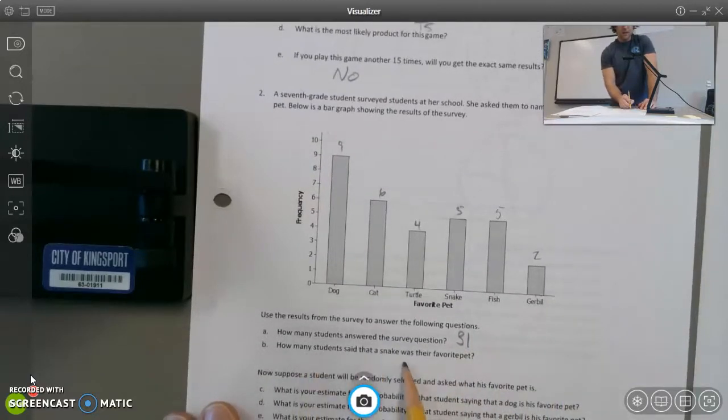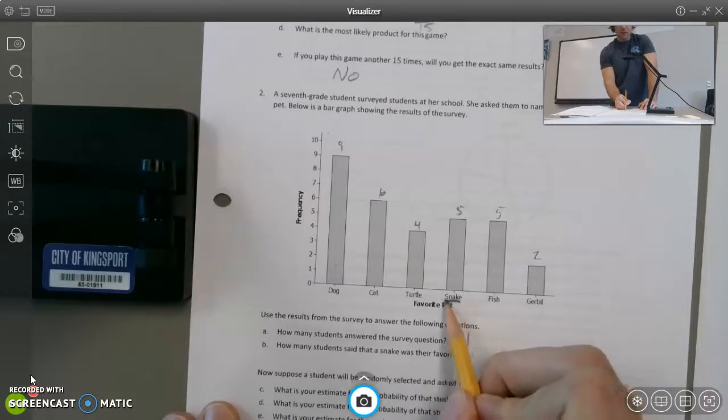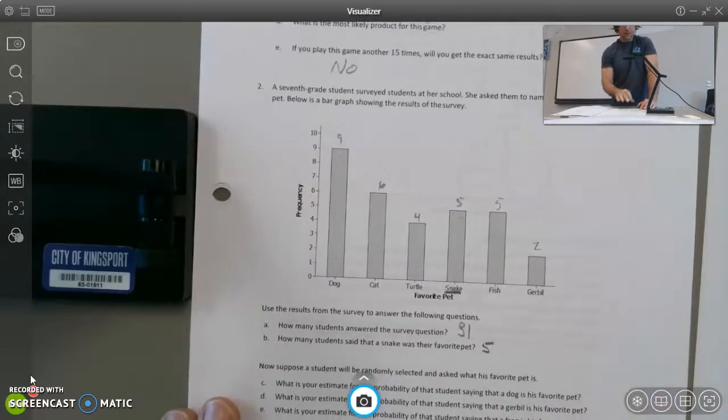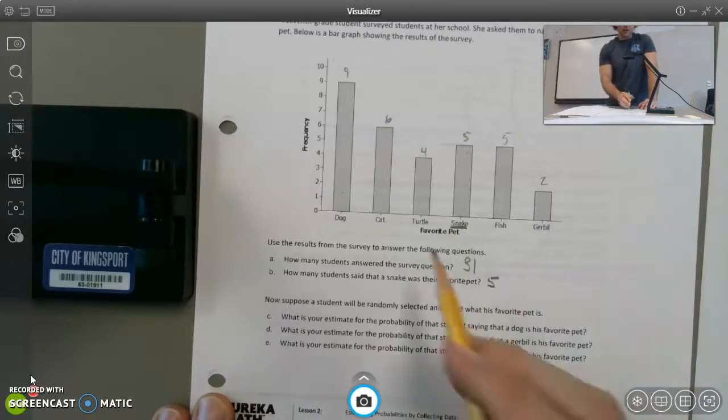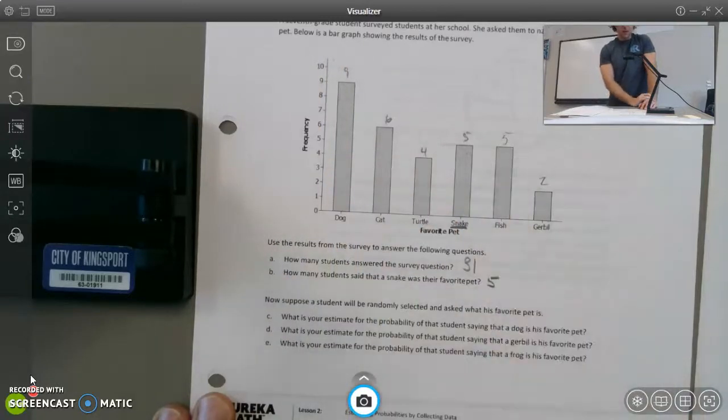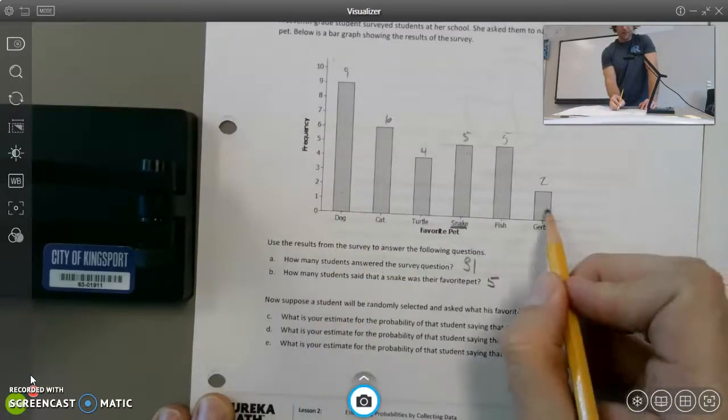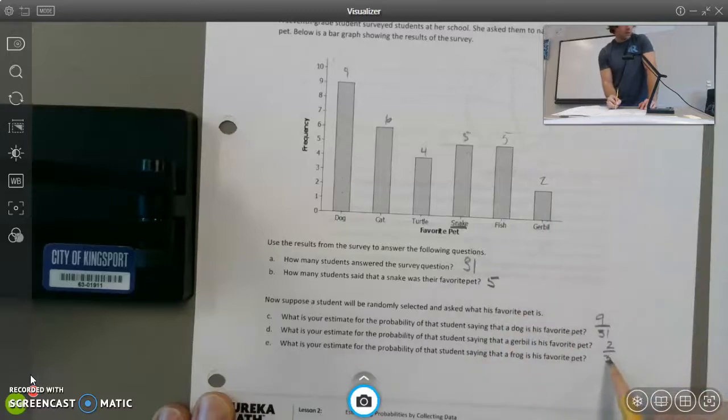Alright, how many students said that the snake was their favorite pet? I'm going to find snake. Looks like 5 students chose snake. Now, what is your estimate for the probability of a student saying that a dog is his favorite pet? So let's think about probability. It's going to be the number of times we experienced it out of the number of times we asked. So out of 31 students surveyed, how many said dog was their favorite? The answer is 9. 9 out of 31. Gerbil, 2. So 2 out of 31.